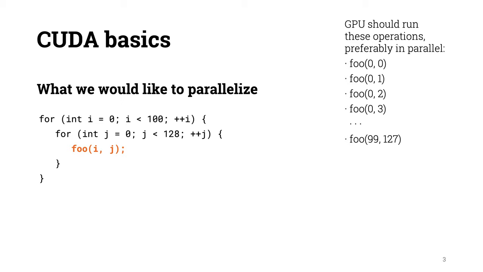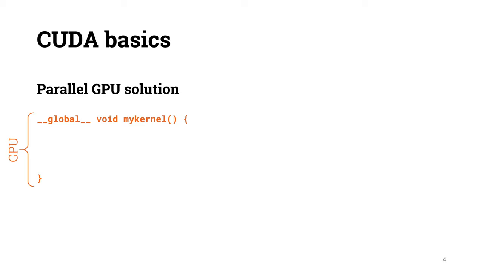Let's say we have got 100 by 128 things that we would like to calculate. We'd like to call some function foo 12,800 times with different parameter values. And here, all function calls are independent. We could safely run all of them in parallel. To do anything on the GPU, we will need to define a kernel function. We use the magic keyword __global__ to denote that this is a kernel function. It's something that runs on the GPU, and it's an entry point from the CPU side to the GPU side. Here, I decided to call this function myKernel, but you can call it whatever you want.